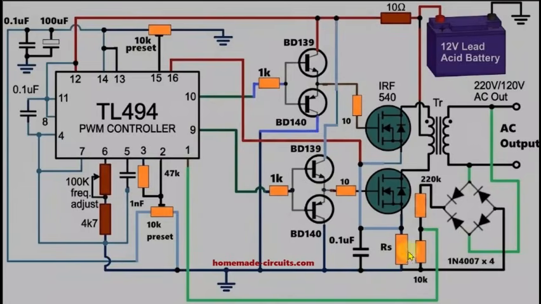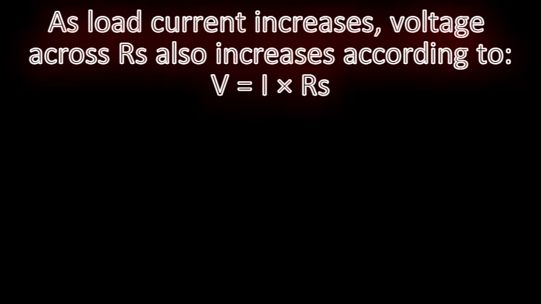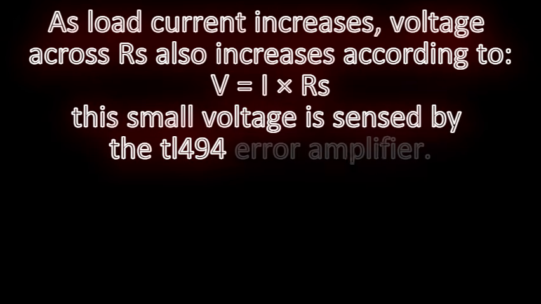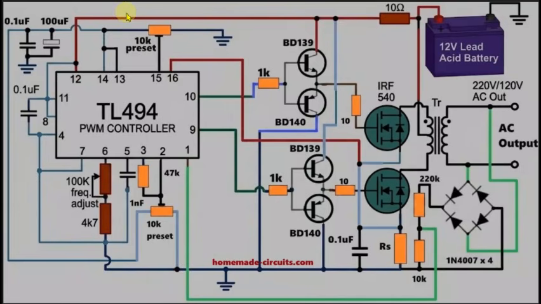Now let us discuss the RS resistor. RS is the current sensing resistor. Here is the short working explanation. As load current increases, voltage across RS also increases according to V equals I times RS. This small voltage is sensed by the TL494 error amplifier. The preset creates an adjustable reference voltage.